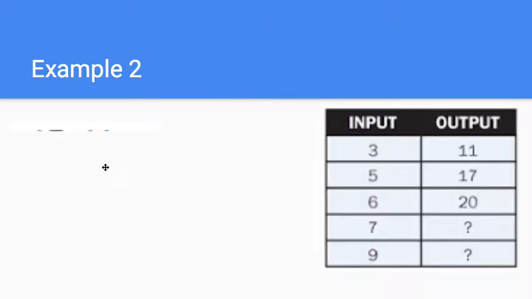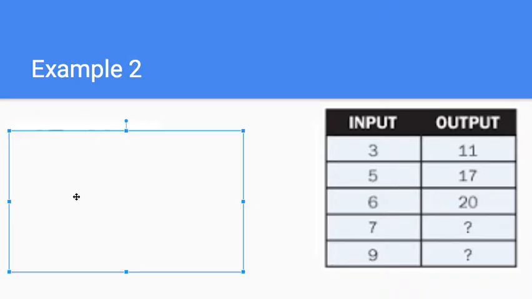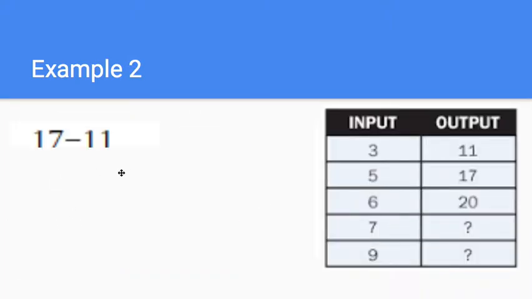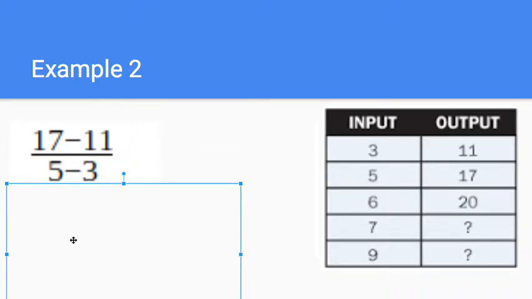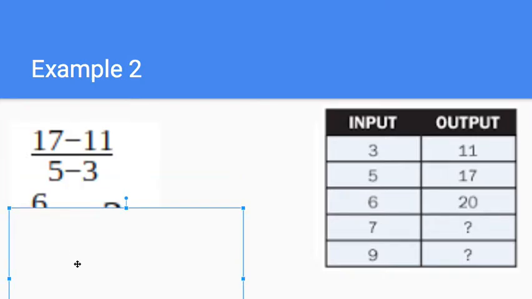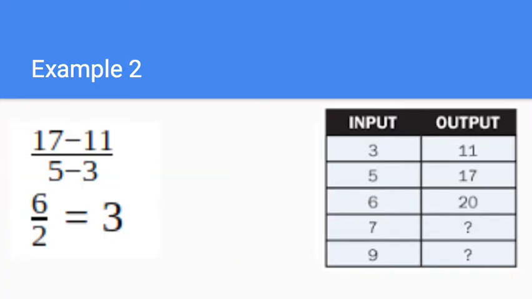Okay, here's another example. So here I've got an input-output table. Now I don't have two outputs, but that's okay. I can still find it with what I have. All I need is two pairs of numbers. I have 3 pairs. I'm good to go. So I've got 17 minus 11. And then I find my x values that coordinate. So 5 minus 3, 17 minus 11 over 5 minus 3. 17 minus 11 is 6. 5 minus 3 is 2. 6 divided by 2 is 3. So this is a slope of 3.